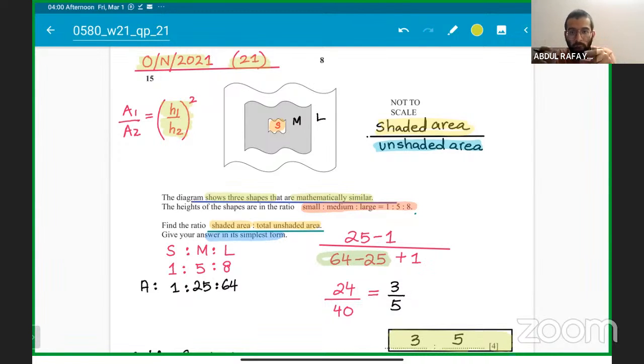Okay, shaded part is basically medium minus small. Let me write it down as well. Shaded part is basically medium minus the small one, and unshaded part is basically large minus the medium. So the whole medium flag will be removed, but because we have another shaded part of small, it will be added back inside it.